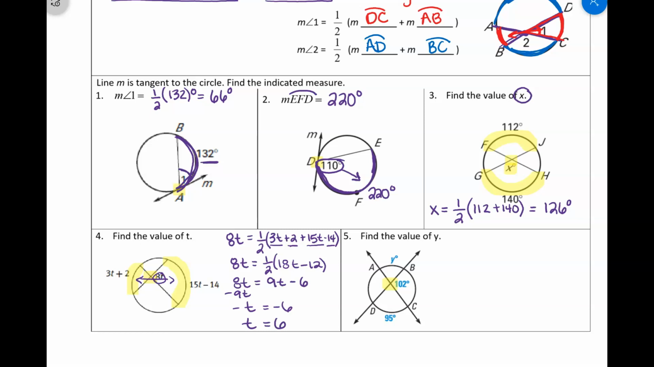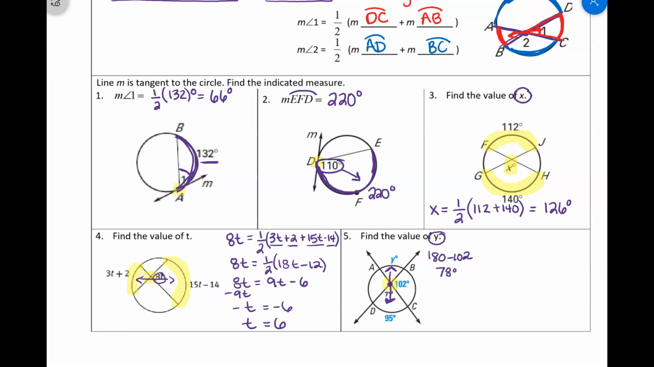So finally, number 5, where is the intersection happening? Inside. Therefore, I add and take half. This one says find the value of y, and we have to be super careful here. Y is dealing with these right here. This one is different because y is now the arc, and we really don't need 102. We need to know the angle that's opposite of y and 95, the one in the middle. So we take 180 and subtract 102 because those form a linear pair, and we get 78 degrees.